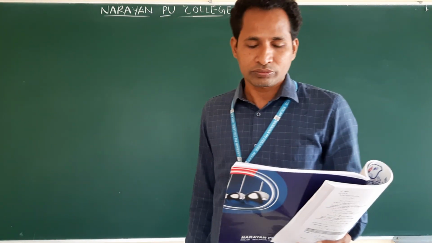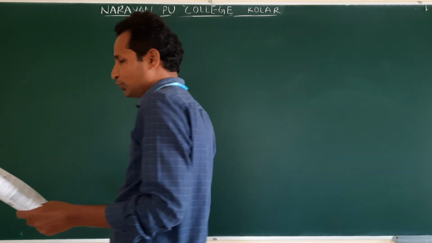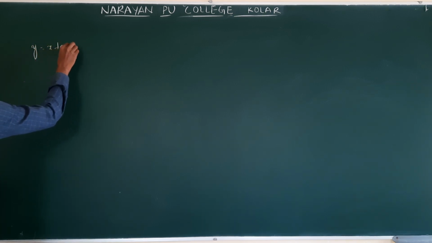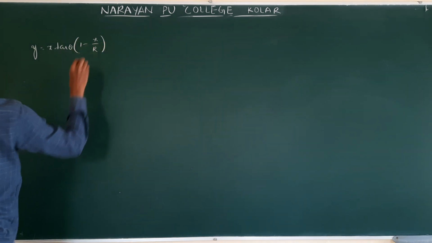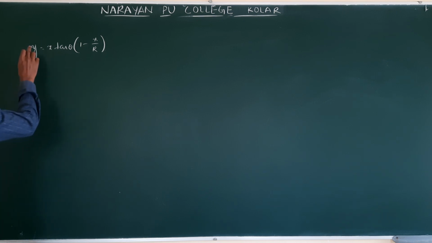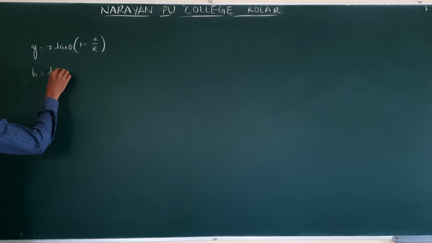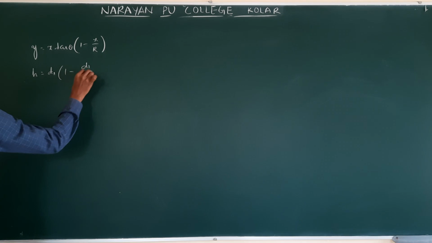Yeah, good morning. In the last class, we have seen the relation between h and distances d1 and d2. Yesterday we followed this equation in example problem 14. What is that equation? y is equal to x tan theta times (1 minus x by r). This we follow. y is height, x is d1, tan 45 is 1, and 1 minus d1 by r, where the range is d1 plus d2.